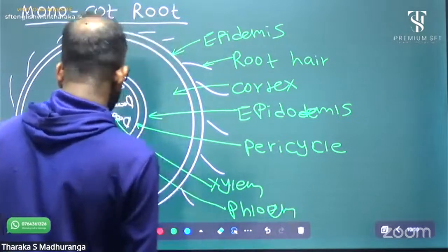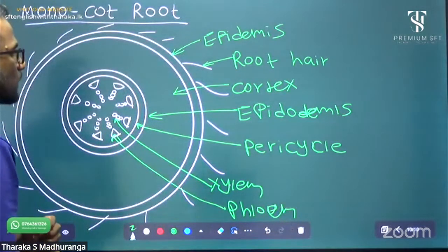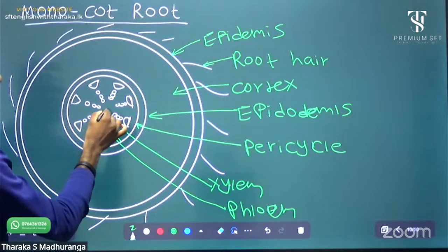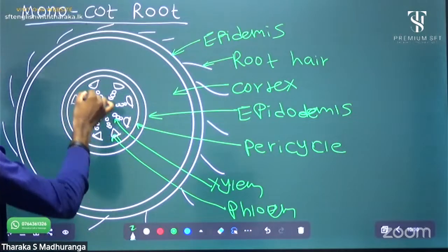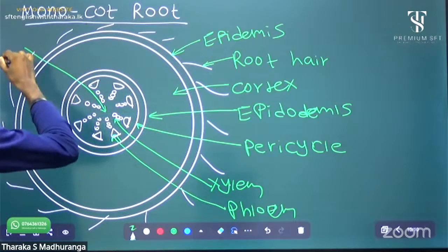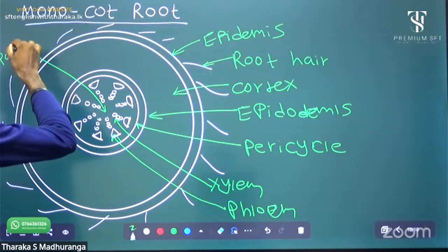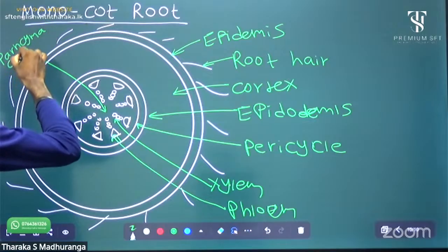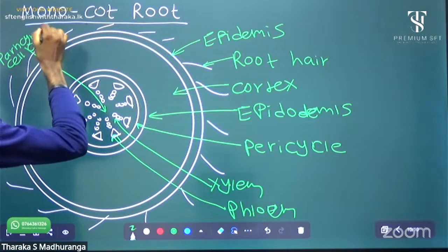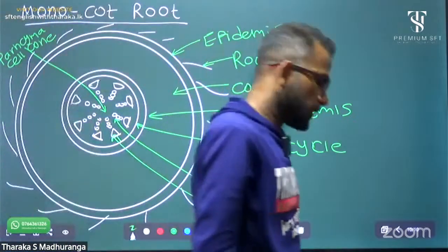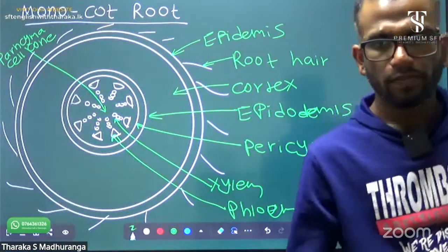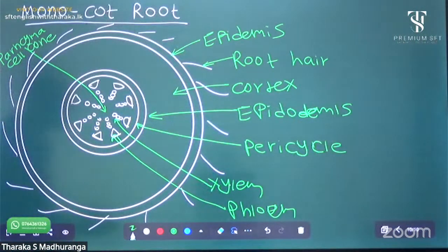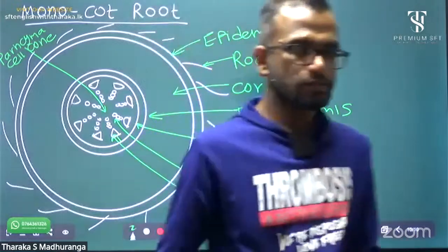And there is also a parenchyma cell cone. Make it a cone that we call the parenchyma cell cone. This is the outer parenchyma cell cone. That is the full story of the monocot root structure.